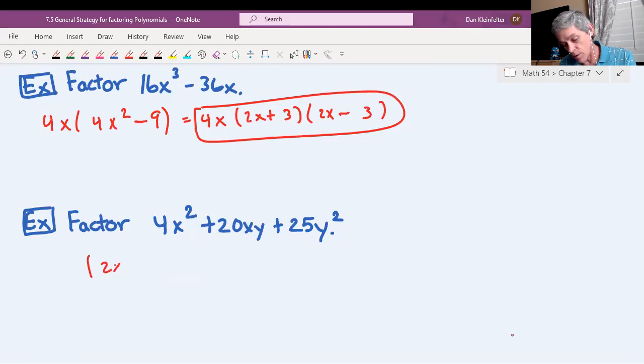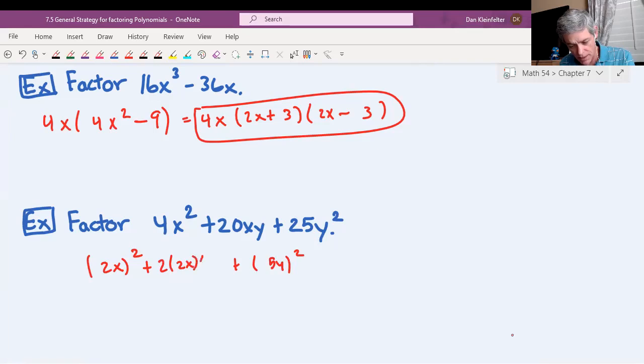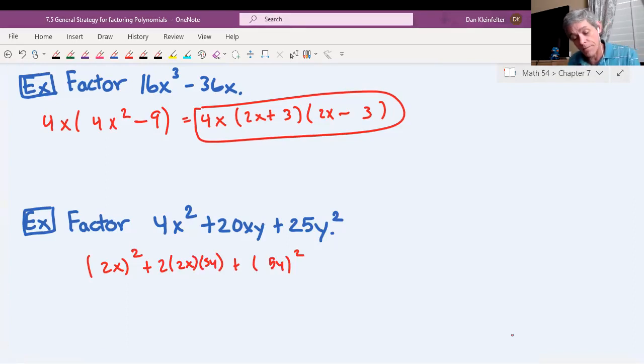So that would be 2x in the front and 5y in the back. Then we should get 2 times 2x times 5y, and make sure that the middle part, in fact, works out to be 20xy. And it looks like it's going to. So we'll have 2x plus 5y, squared. And that's it.